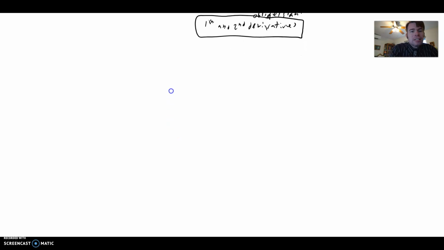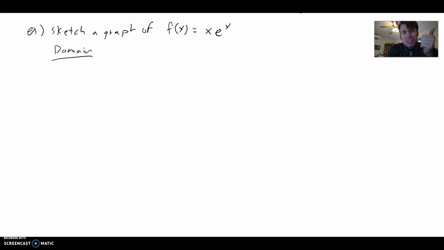So let's try an example. Our example is we're going to try and sketch a graph of f of x equals x e to the x. First thing I'm going to do is look at the domain. Well, there's no denominator, no logarithms, no roots of any kind, no trig stuff, no inverse trig stuff. The domain is all real numbers.